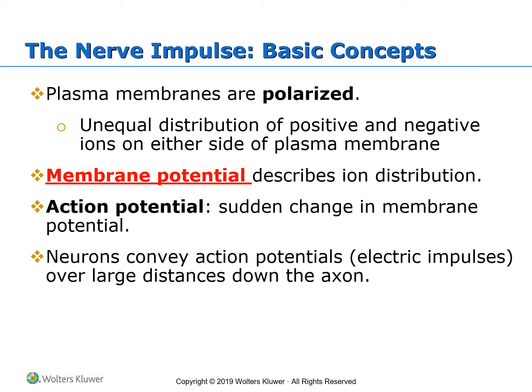In order to understand how the nervous system works, we need to understand how the nerve impulses are generated and how they're moving. Every single membrane in our body, any plasma membrane, is polarized, and this is the result of an unequal distribution of both positive and negative ions on both sides of the plasma membrane, in the intracellular and extracellular environments. And in a resting state, the membrane potential of a polarized cell is minus 70 millivolts.